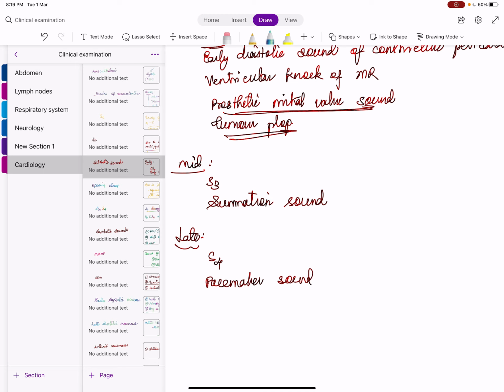But can S3 be localized? It can be localized. Because what is S3? It is the rapid filling phase of diastole. You know very well that in JVP, the rapid filling phase contributes to the Y descent. So in JVP, if you are able to see the Y descent, that is the timing of S3. S4 is the atrial contraction, so it should cause the A wave. So the sound which comes along with the A wave in JVP will be the S4.